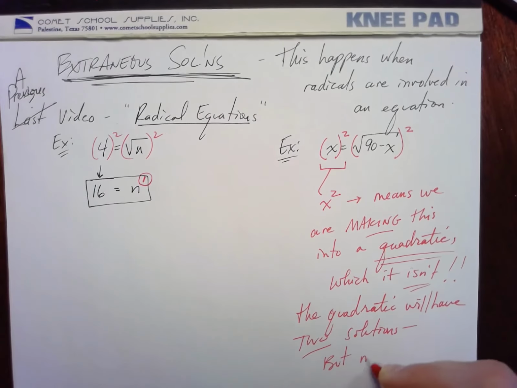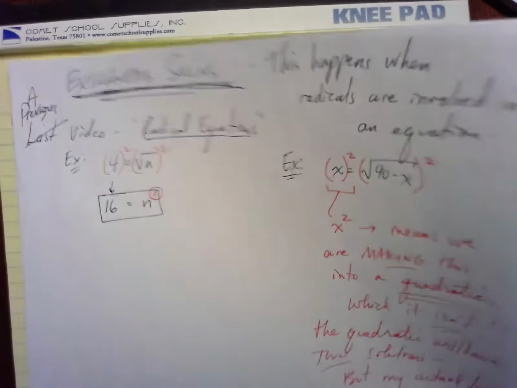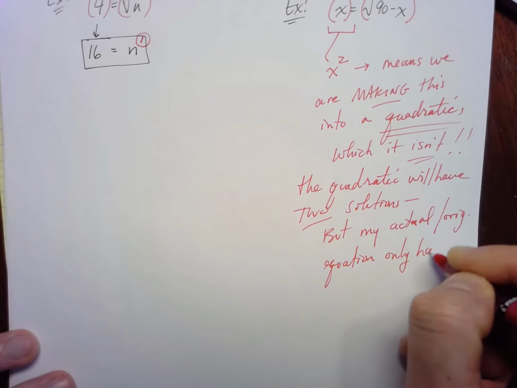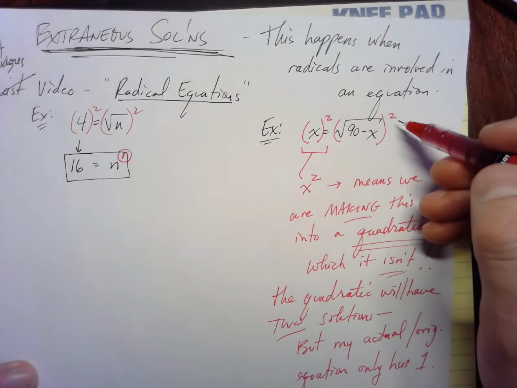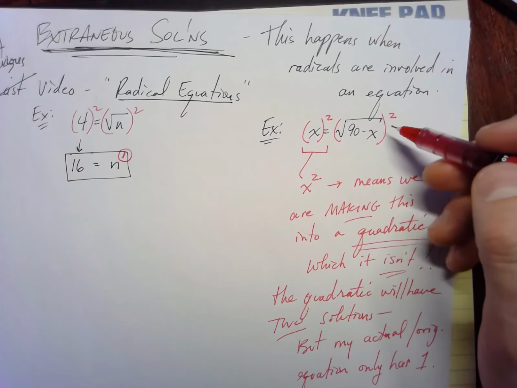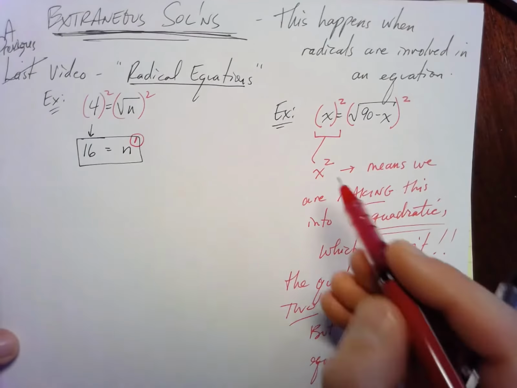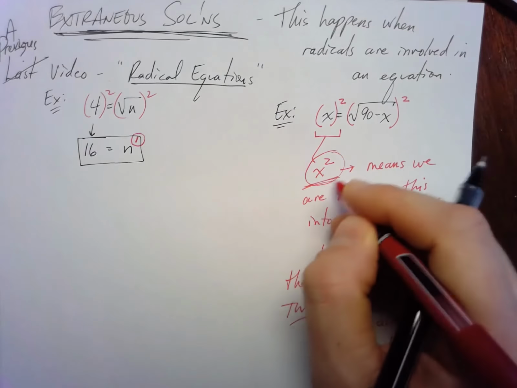But my original equation only has one because it wasn't a quadratic. So in the act of squaring it, we're making this original equation into a quadratic when it's not really a quadratic. That means when we get that x squared right there, we're automatically going to have a second solution that mathematically comes out of it. And there's nothing incorrect about the math that gives us the second solution.